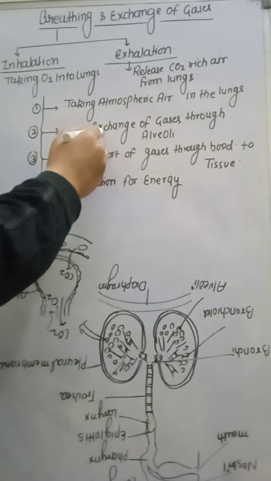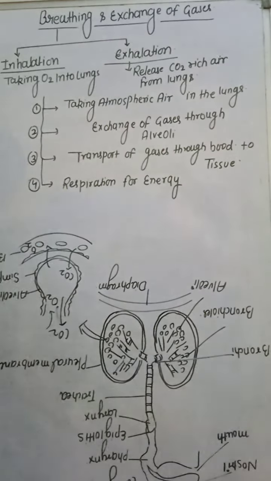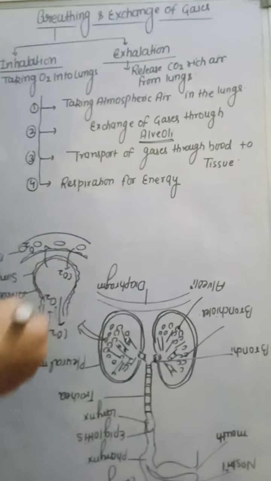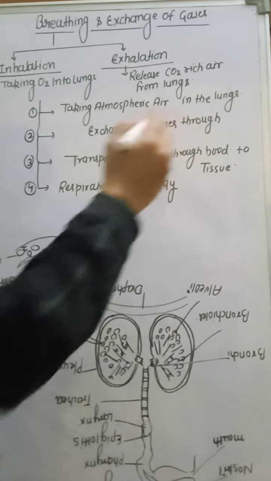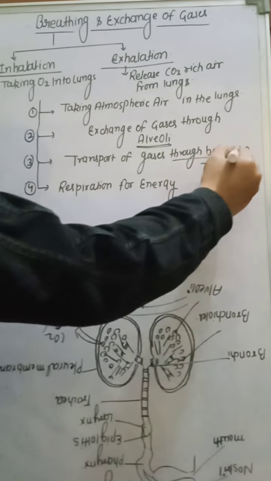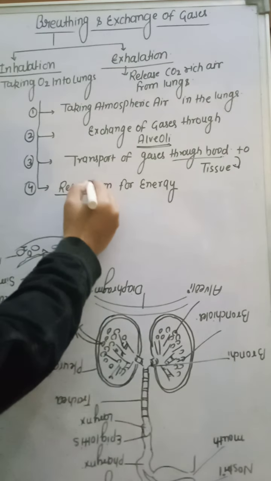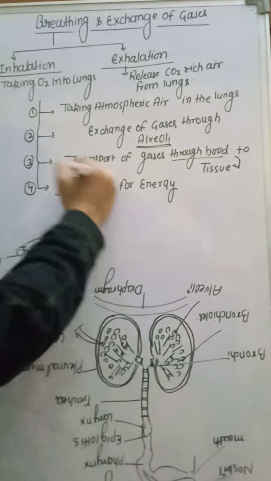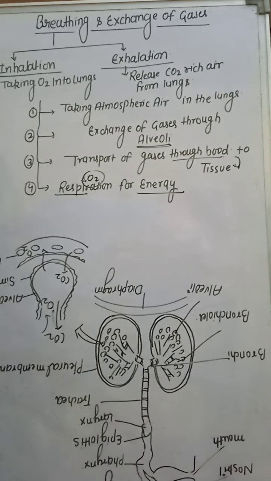Second is the process of exchange of gases through the alveoli. Alveoli is the primary site for the exchange of gases. Oxygen and CO2 easily diffuse across the alveoli, and gases are transported through the blood to the cells and tissues, where the oxygen is used by cells and tissues for energy generation by the process of respiration. So that is the process of breathing and exchange of gases.